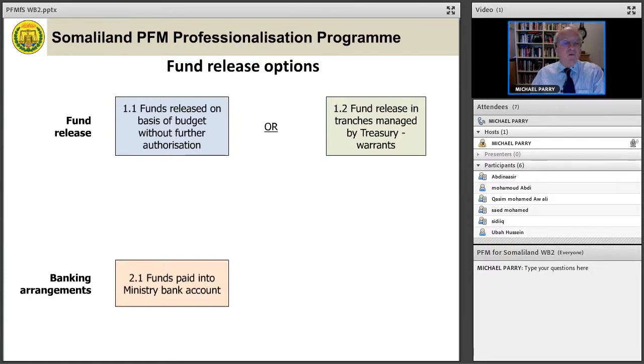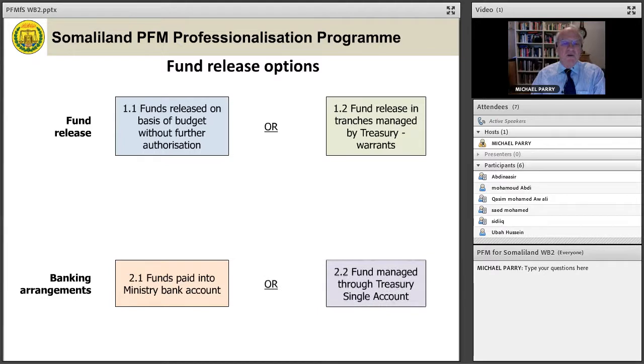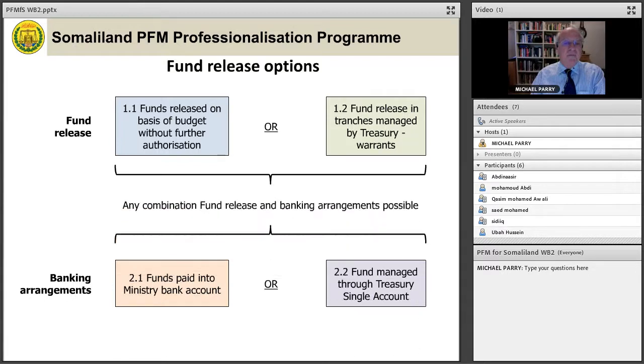So one option could be that you could pay funds into any bank, you could pay the funds into a ministry bank account. And that could work under 1.1 or 1.2. So each ministry has its own bank account. That, in fact, is the traditional system. Or you can manage the funds through a Treasury single account. And you can have any combination of those two fund release options and those two banking arrangements.